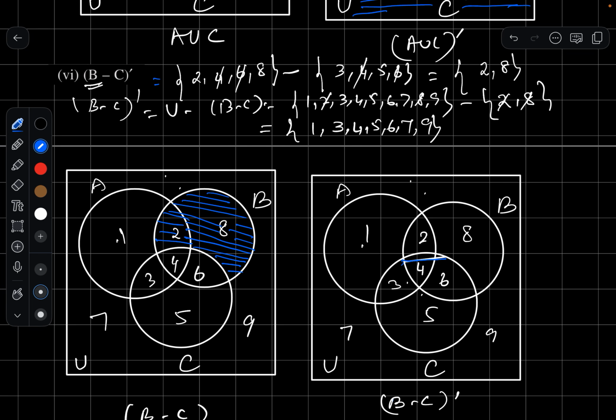I will shade the remaining. Okay, because 4, 5, 6 comes in the answer. Okay, and 7, 9 also comes, so the universal set also you are going to shade. Okay, this is also you are going to shade. So fully I am going to shade, and 1 also comes, so this also I will shade, isn't it?